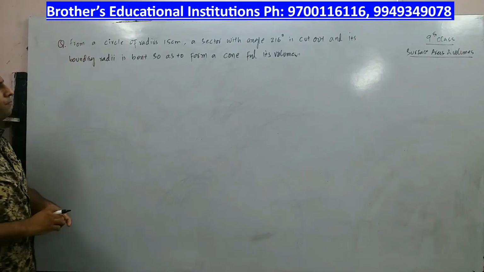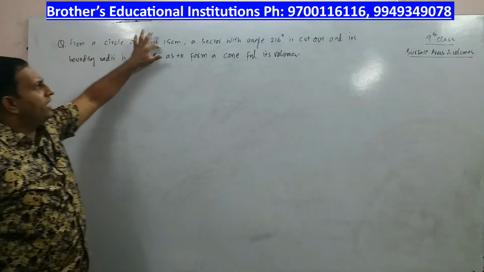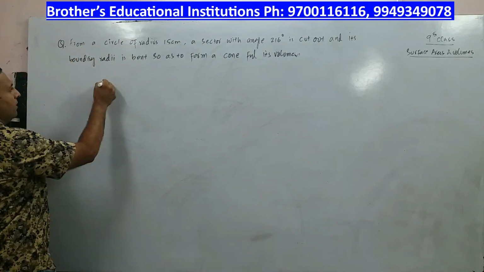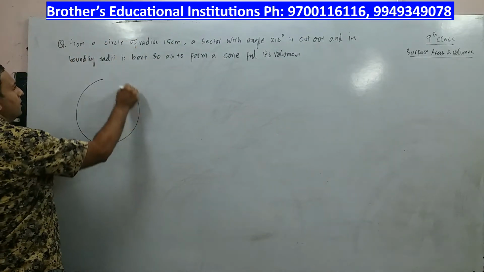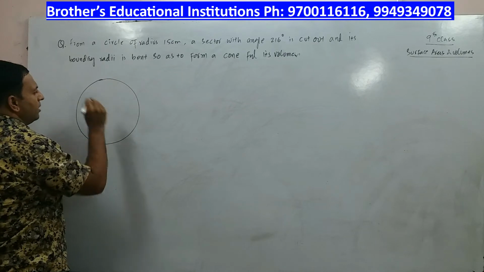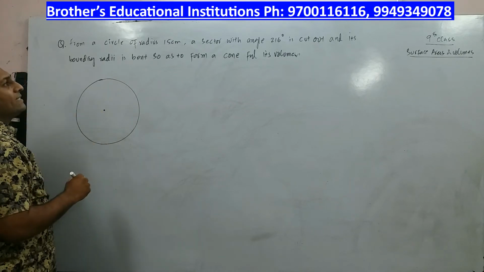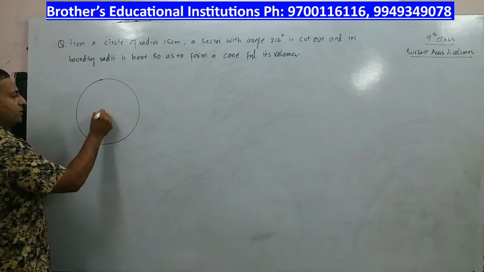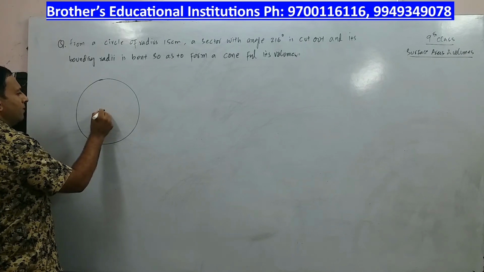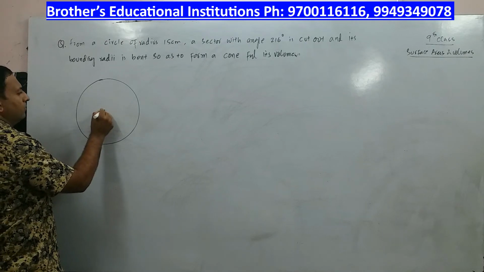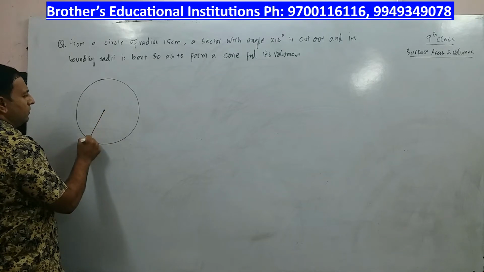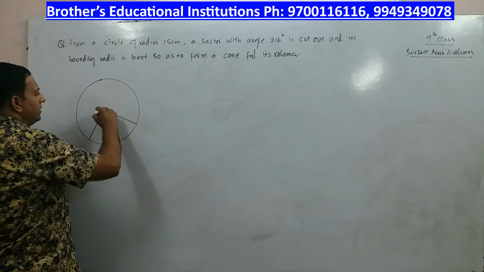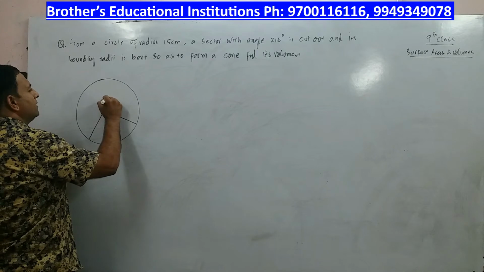Next question, children. From a circle of radius 15 centimeters, let me draw the circle for you. There is a circle whose radius is how much? 15 centimeters. A sector with angle 216 degrees. So let me draw a sector. Alright. Now, right, this is 216 degrees.